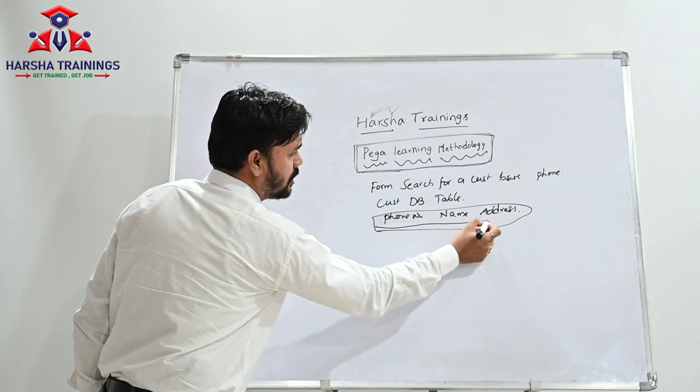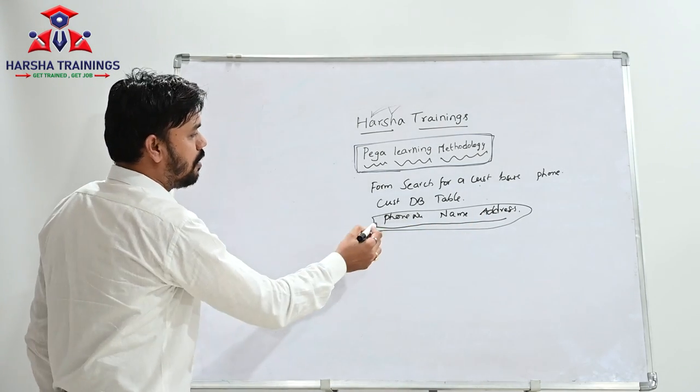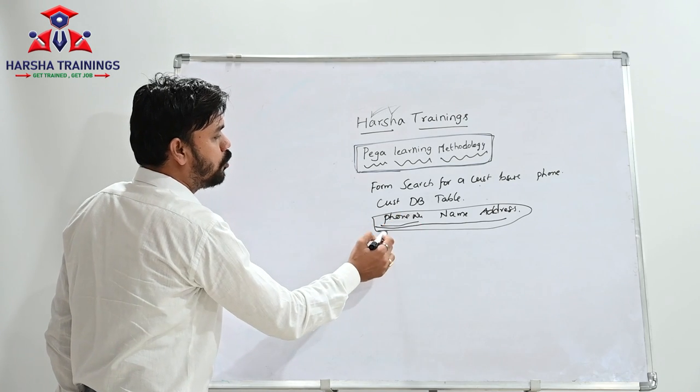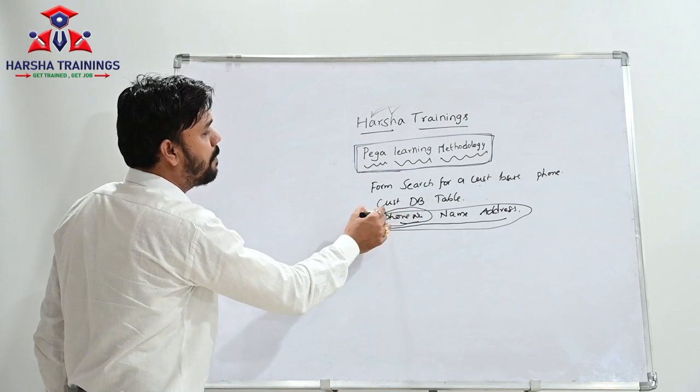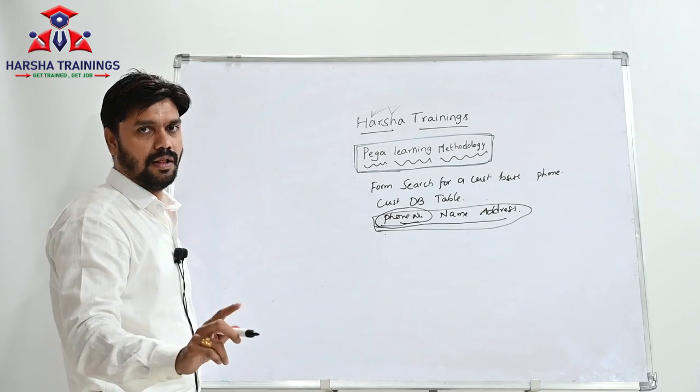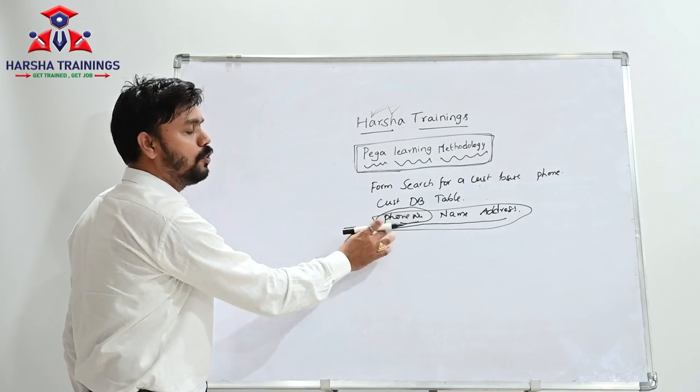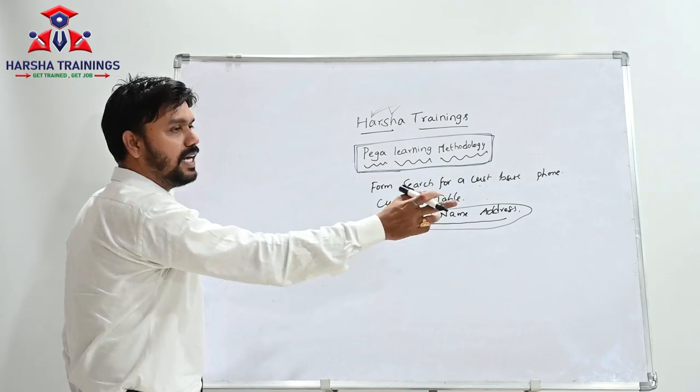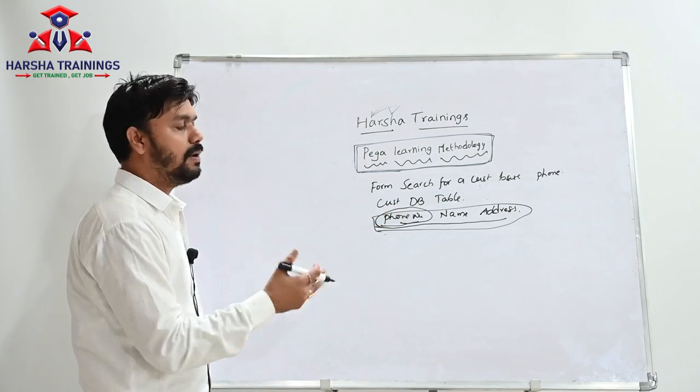Customer data is there in the customer table. The business is asking us to perform a search on this table to pull a record based on phone number. They want you to pull one record. That means which method you have to use in the activity, or if you are using a data page or some other rules, how to implement it, you should know.